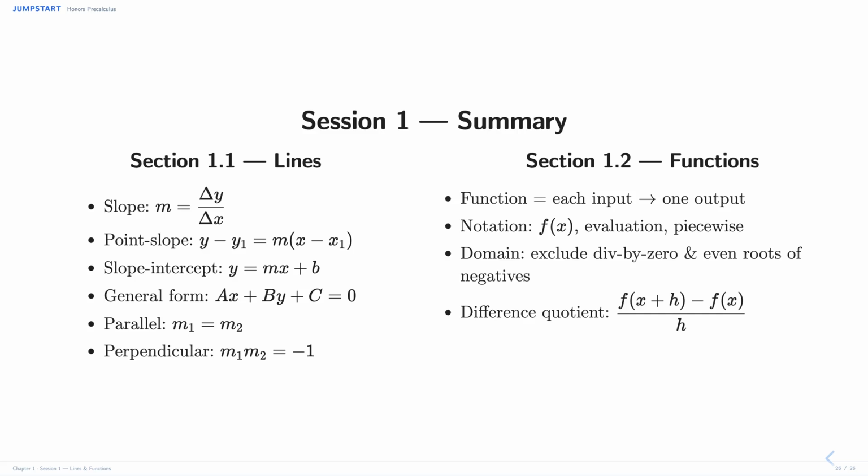To summarize today's session, we covered several key concepts. In Section 1.1, we learned about slope, including its calculation, and different forms of line equations such as point slope, slope-intercept, and general form. We also discussed parallel and perpendicular lines. In Section 1.2, we defined functions, explored function notation, evaluated functions, and examined domain restrictions. Lastly, we introduced the difference quotient.